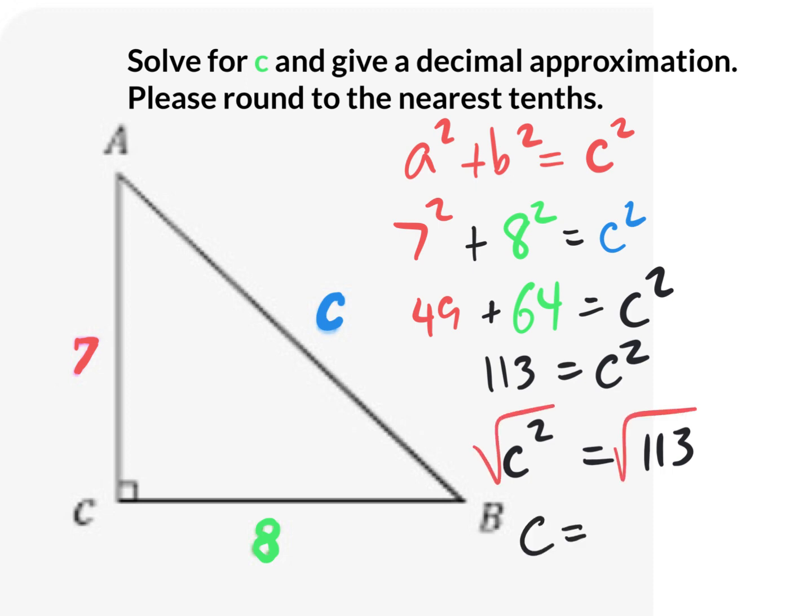and c equals, and yes, in algebra, you should put a plus or minus in front of your answer, but like I've been saying these past couple of examples, when we're talking about real distance, we're not going to put the negative, we're only going to put the positive answer. So if I had a perfect square number, that would be a perfect answer. Like the square root of 121, that would be 11. But it's not 121, it's 113, which is not a perfect square number.